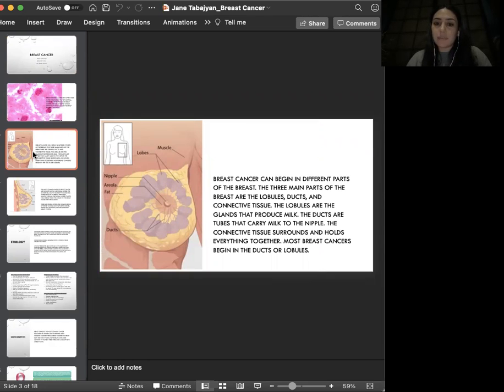The three main parts of the breast are the lobules, ducts, and the connective tissue. Most breast cancers begin in the lobules and ducts, which are labeled in the picture provided. The fatty connective tissue, which holds everything together, is the yellow area around the lobules.